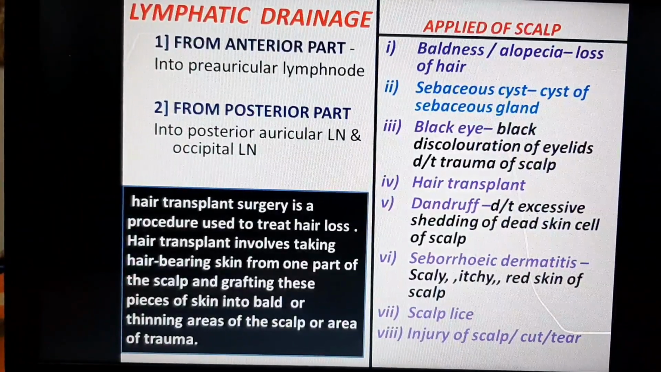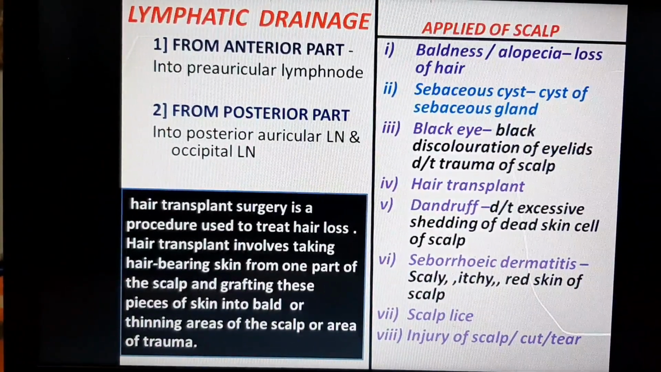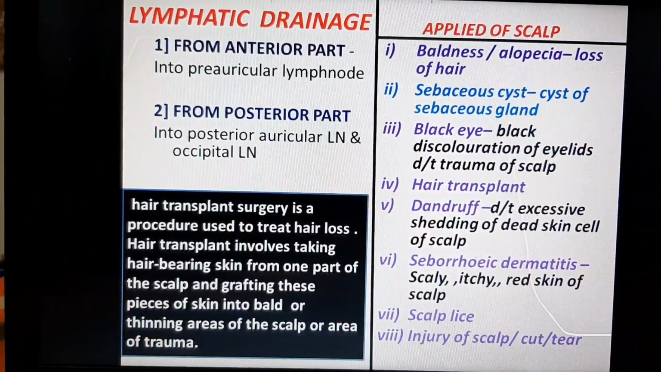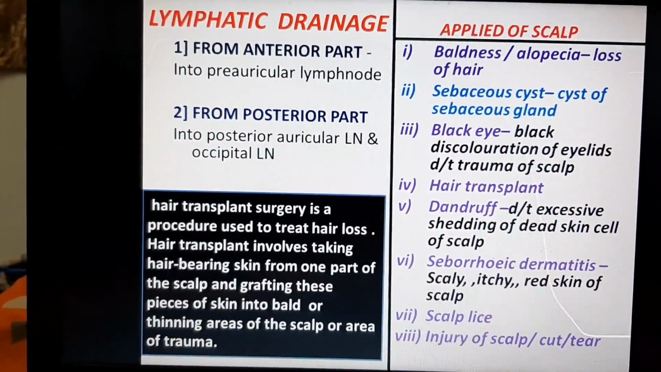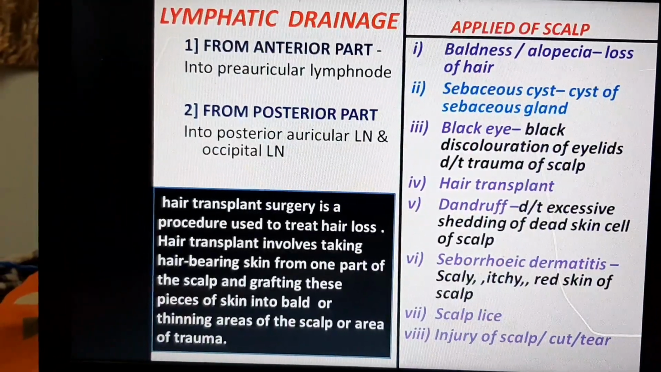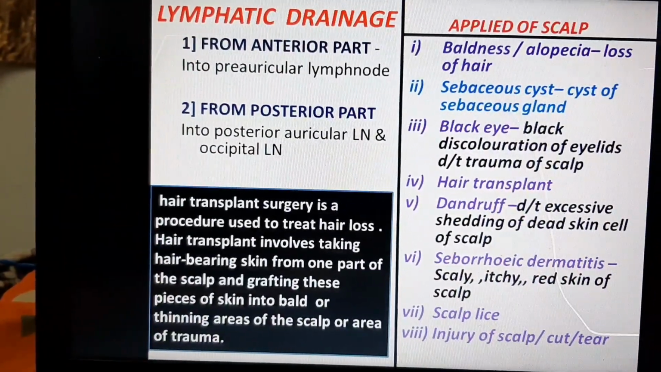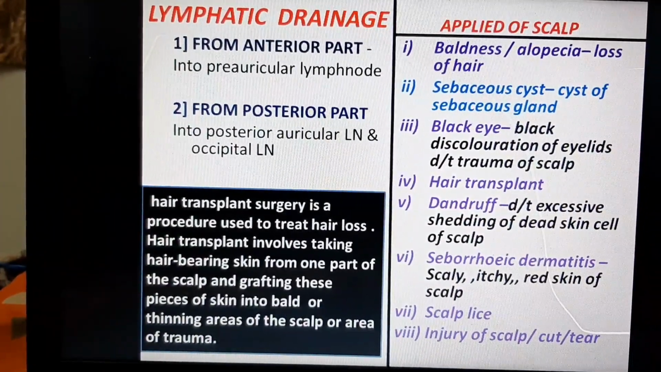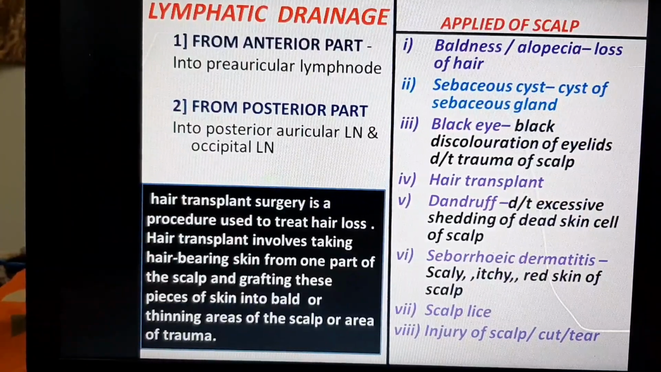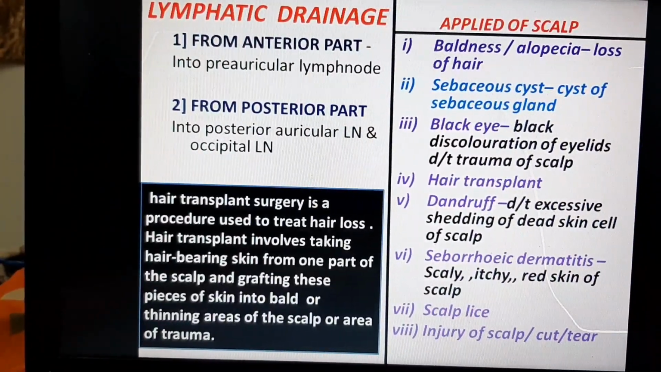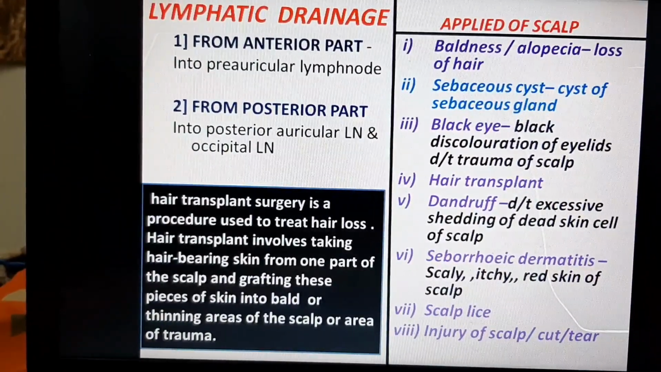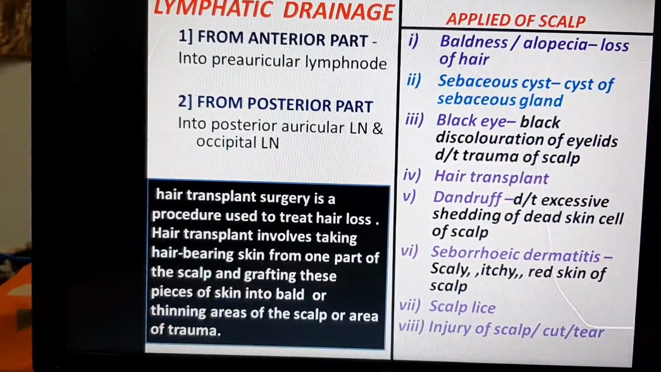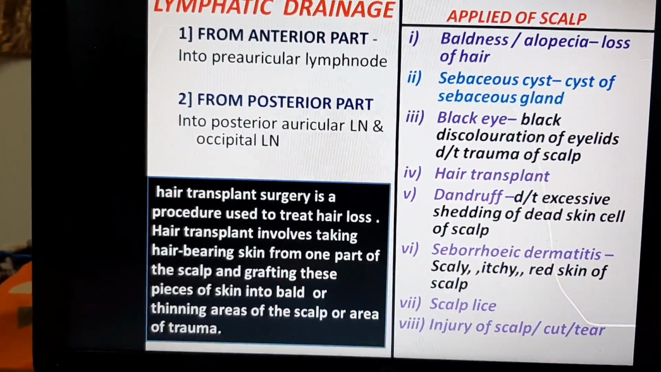Now next is dandruff. It is due to excessive shedding of dead skin cells of the scalp. Next is seborrheic dermatitis. It is condition in which there is scaly, itchy, red skin of scalp. Now seventh one is parasitic infestation of scalp and its hair by the scalp lice. Next one is injury of the scalp, or cutting or tearing or laceration of the scalp.